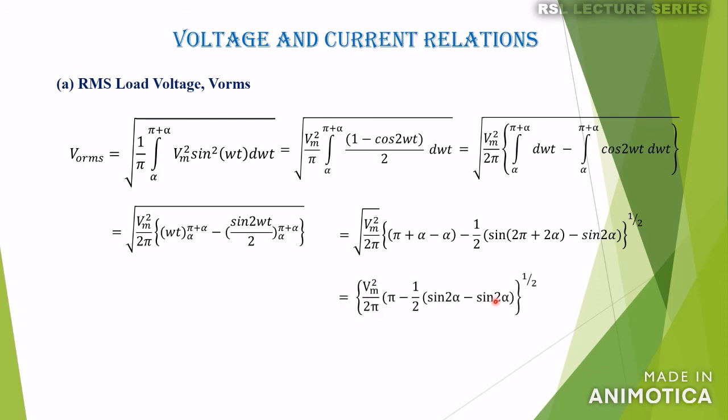Now in the first term, alpha will get cancelled. Again sin of 2 pi plus 2 alpha can be written as sin 2 alpha, so sin 2 alpha will get cancelled and this term will become 0. And here pi will get cancelled. So finally we will get under root of Vm square divided by 2, which is equal to Vm by root 2. So this is the RMS value of the load voltage.